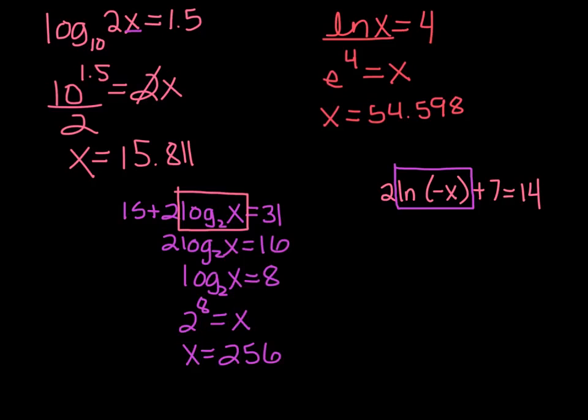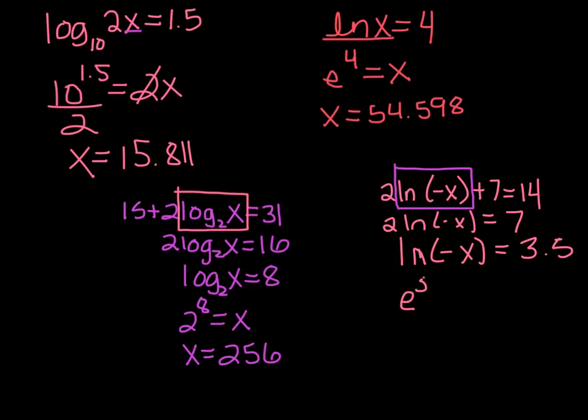So PEMDAS backwards says we're going to take away 7 first. 14 minus 7 is 7. And then we're going to divide by 2. Natural log of negative x equals 3.5 or 7 over 2. Either way you want to say it. So now we've isolated the logarithm, we have to rewrite it as an exponential. E to the 3.5 power equals negative x. So take e to the 3.5 power and negate it, and we get negative 33.115. So if you plug in a negative to negative x, it becomes positive and it's fine, it works.